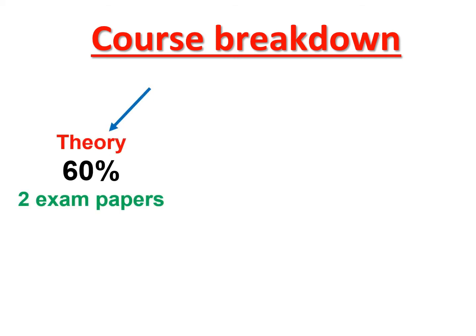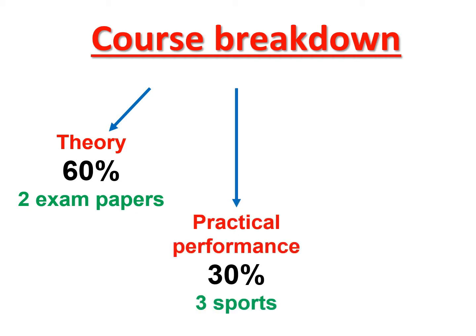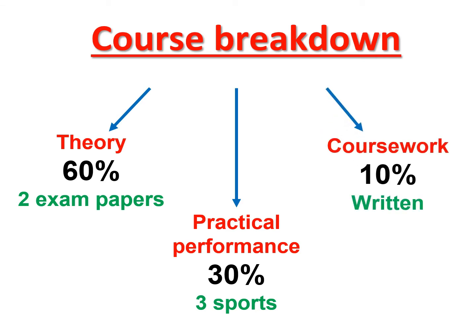So the course is split up into three main components. The first is the theory aspect, which includes 2 exam papers. The second is practical performance. So students will be required to take part in 3 different sports for 30%. And finally, the smallest component is the coursework. You'll be required to write quite a short piece of coursework that's worth 10%.